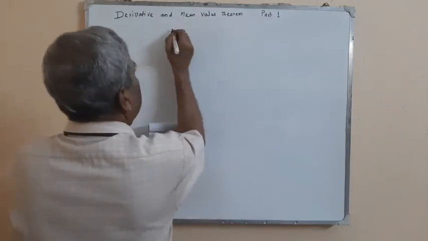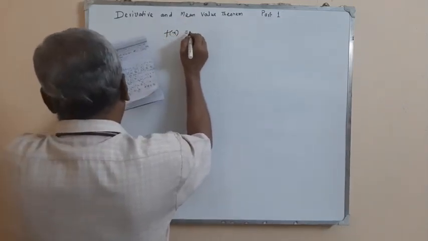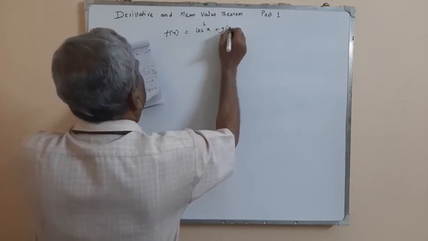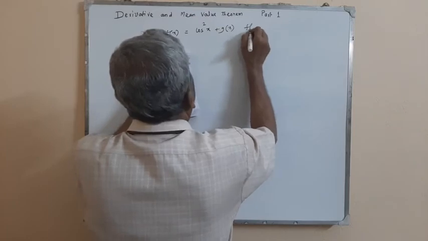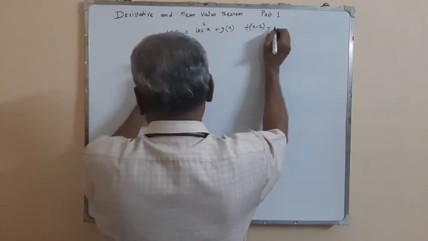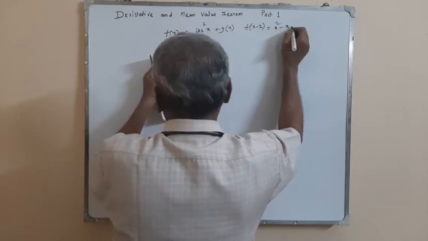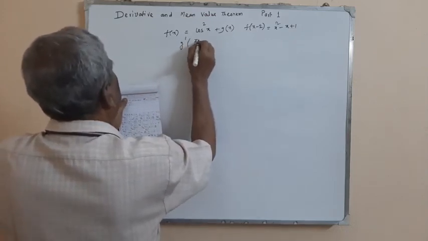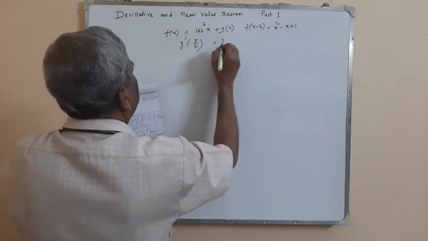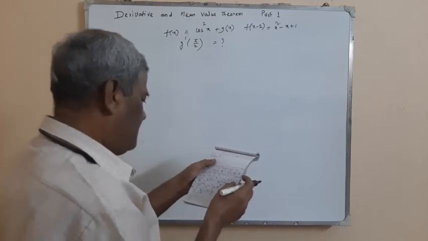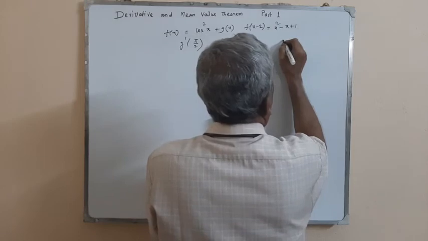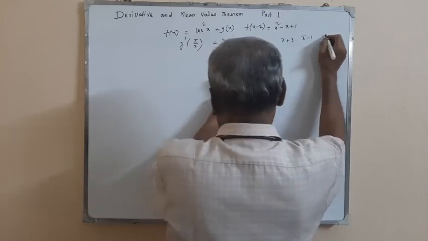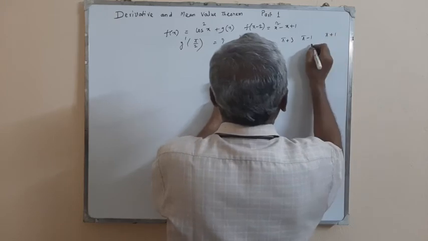If f(x) is equal to cos square x plus g(x), where f(x minus 2) is equal to x square minus x plus 1, then g dashed of pi by 2 is, options: pi plus 3, pi minus 1, pi plus 1, pi plus 2.